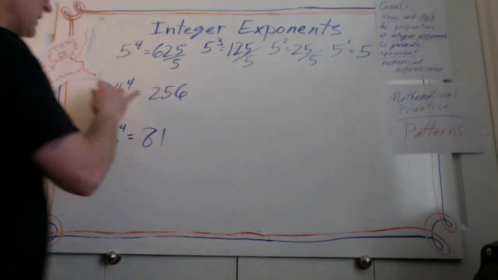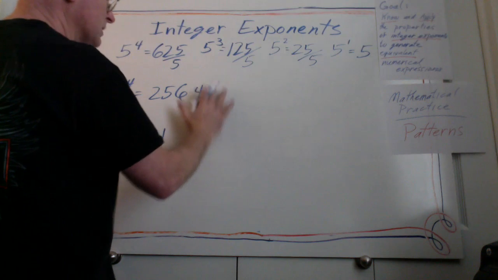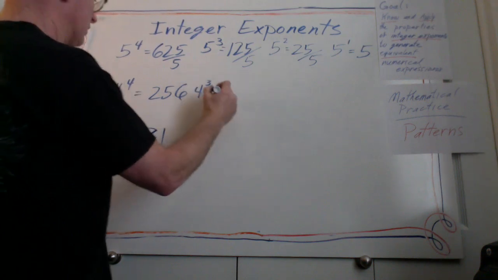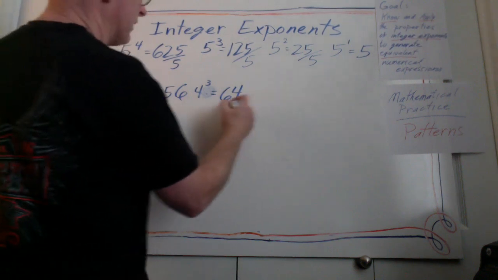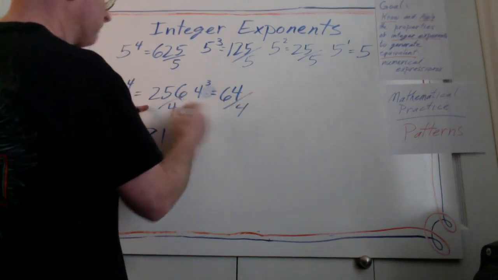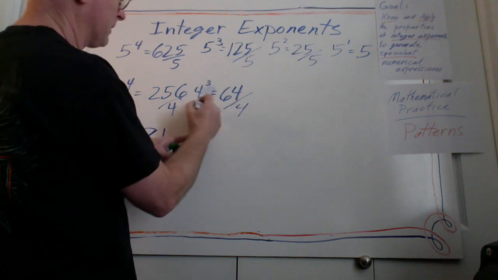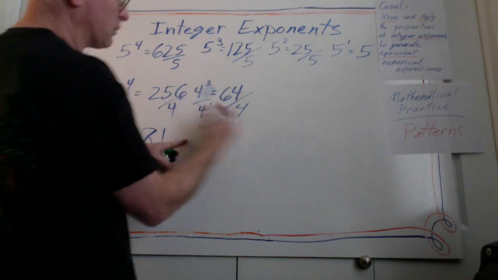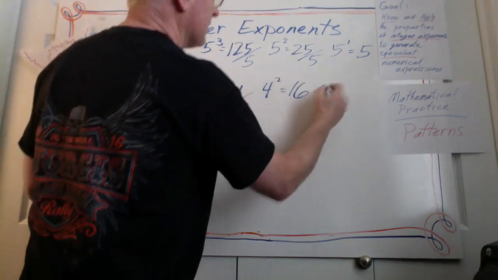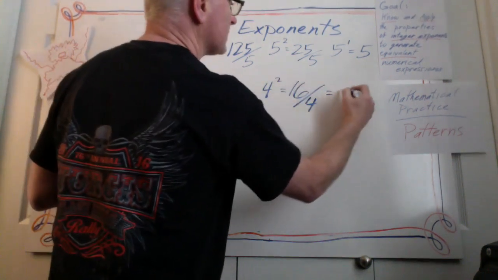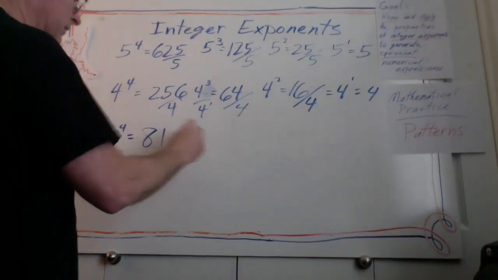So same thing here. If I divide this by 4, I've got 4 to the third, which equals 64. And then if I divide it by 4 again, it's 4 to the third divided by 4 to the first. 3 minus 1 is 4 to the second, which is 16, divided by 4, which is 4 to the first, which is 4. And then the same thing happens here, right?